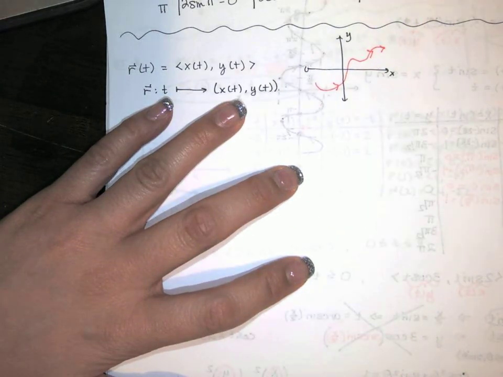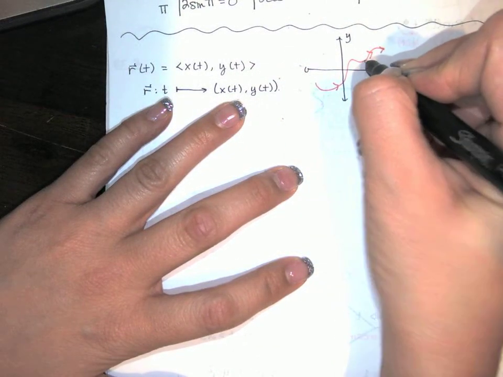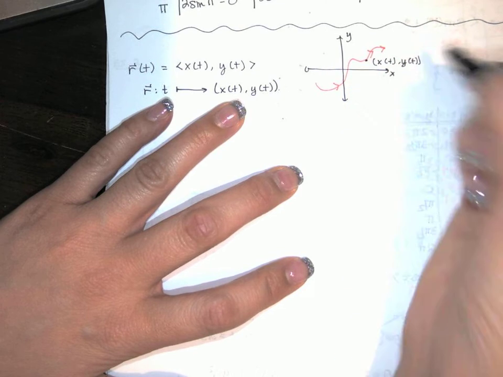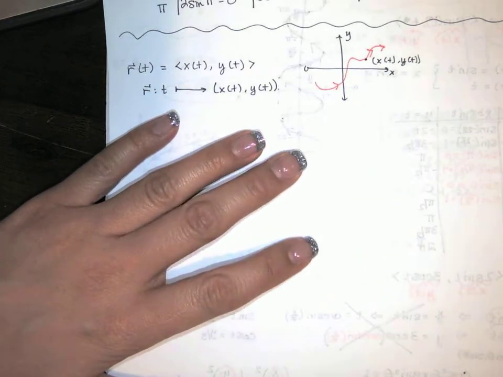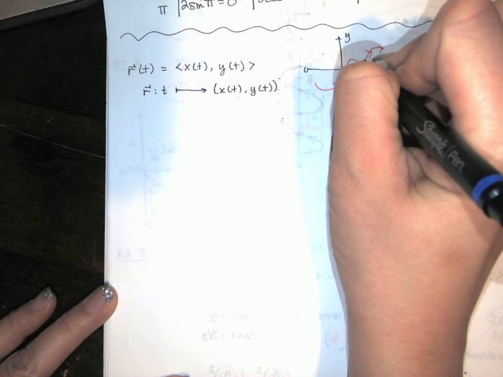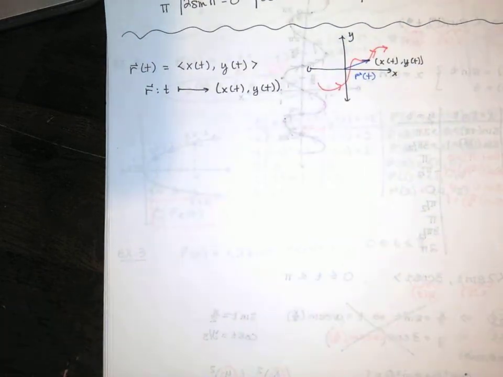And r of t is a vector that points to a particular point on the curve, and this point is given by these functions of t, x of t and y of t. R of t starts at the origin and it points right there, and it's like a "you are here" arrow telling you exactly where you're located.